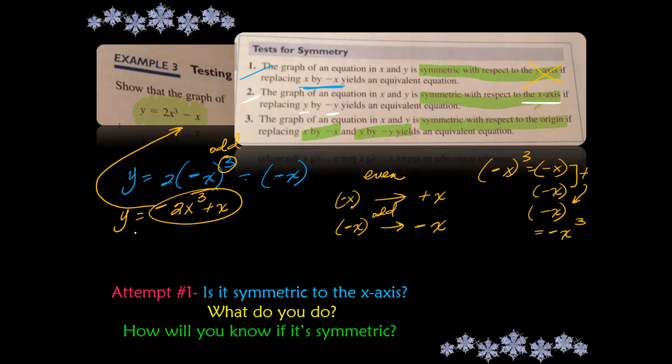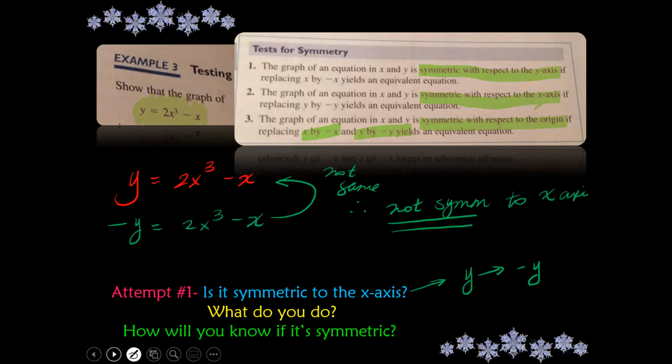So let's try that. I'm going to replace the y with a negative y equals 2x to the third minus x. Well, I want to put this back into the original equation, so I need to multiply by a negative 1 on everything to balance it out. Double negative is a positive y. This becomes a negative 2x to the third plus x. Now, does this give me the original equation? And the answer is no. So what does that mean? That means it's not symmetric with respect to the x-axis.